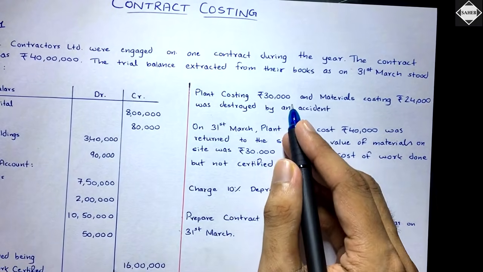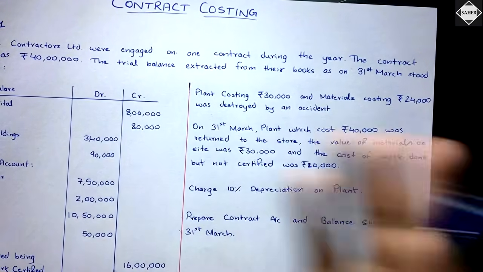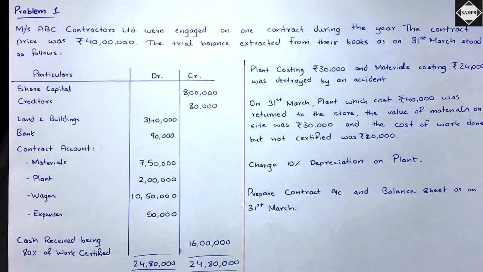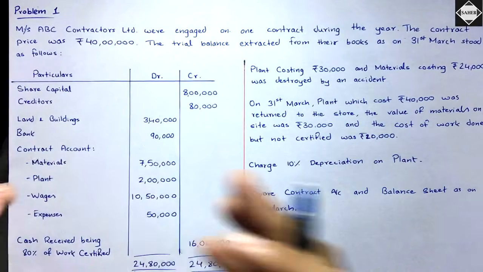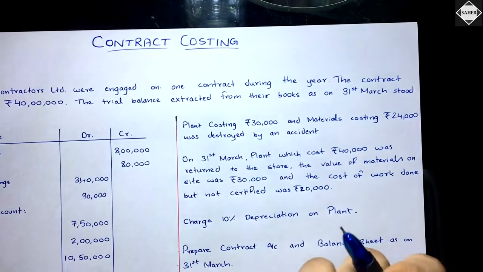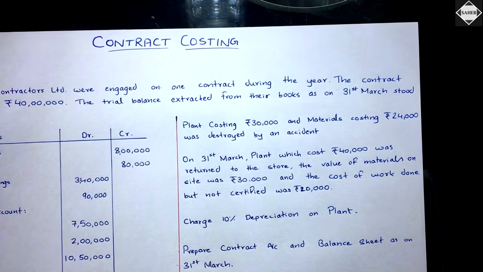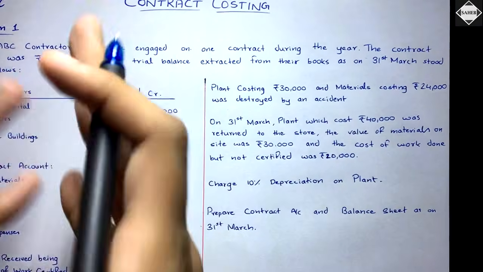Where do we have to take the abnormal loss? We have to take it on the credit side of contract account. Because when we put something into the contract, it comes on the debit side. Now here, these things are going out. Think properly, think from this logic. When you put something into the contract, it will come on the debit side.